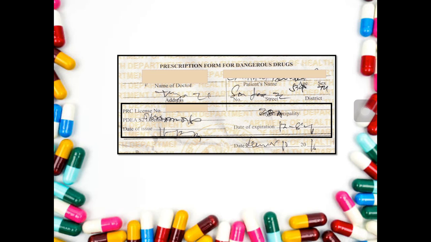We need to have the full name, complete business address, telephone number or email address, current S2 license of the physician, and the validity of the license is also important. So, it is also stated that the PRC license is needed, and on the lower part of the prescription, as we will be discussing later on, the PTR of the doctor should also be included in this prescription.